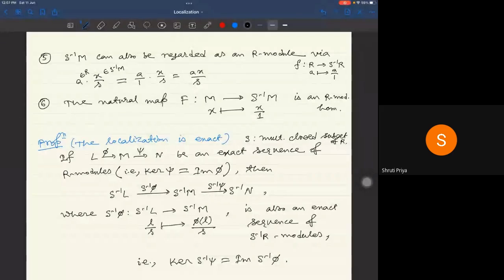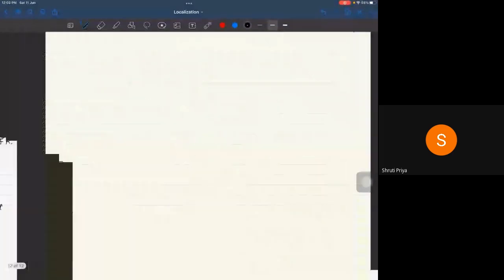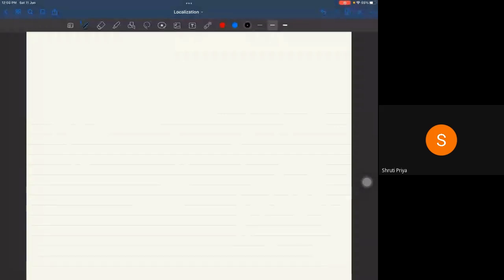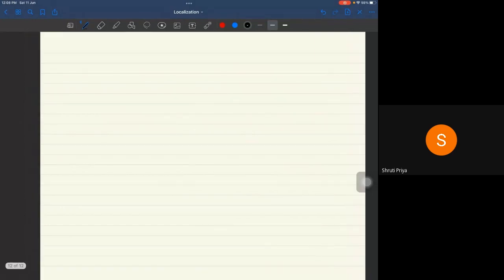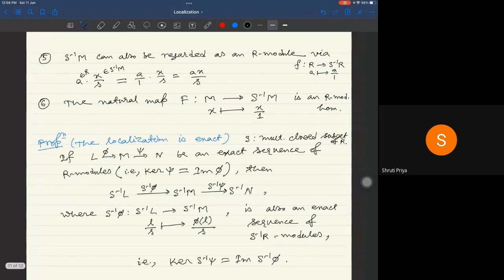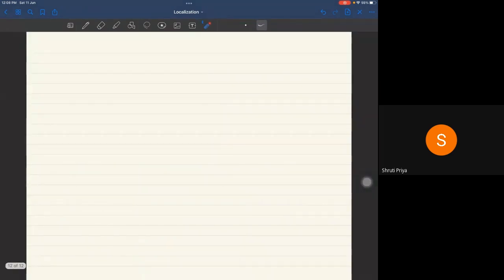And some consequences of this: as consequences, we can verify these things. In homological algebra or in commutative algebra, sometimes we need to verify whether a certain sequence is exact or not. In this way, we can reduce it to the local case. These properties we call local properties.